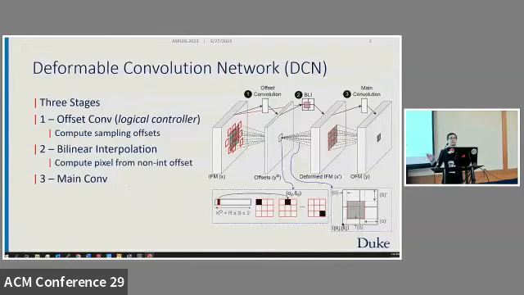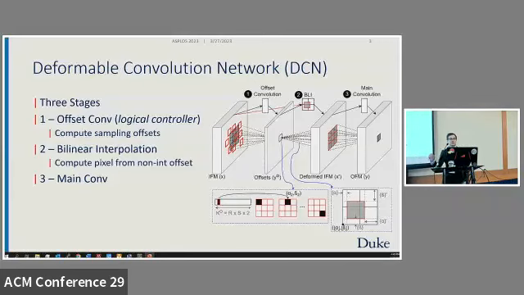Before talking about where the degradation is coming from, I'm going to break down the mechanism for performing this adaptive sampling on deformable convolutions. Essentially, there are three main stages. The last stage is what everyone's familiar with, the conventional convolution, the main convolution. But there are two stages before that which are introduced.